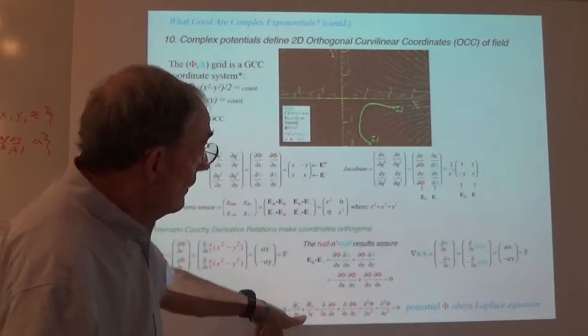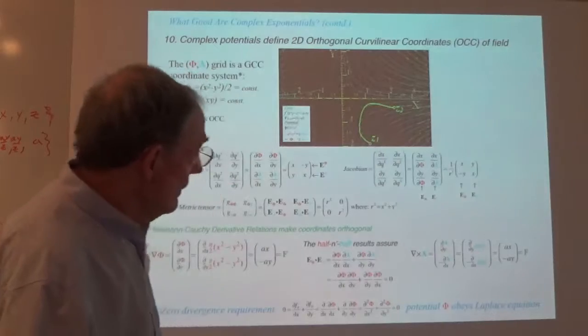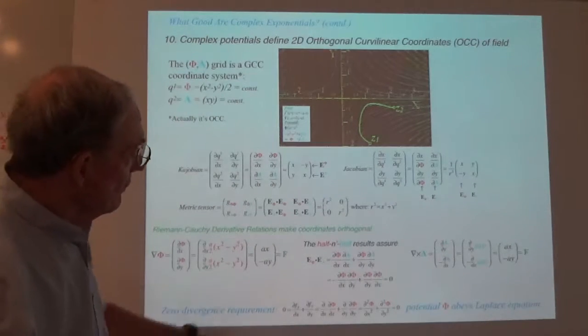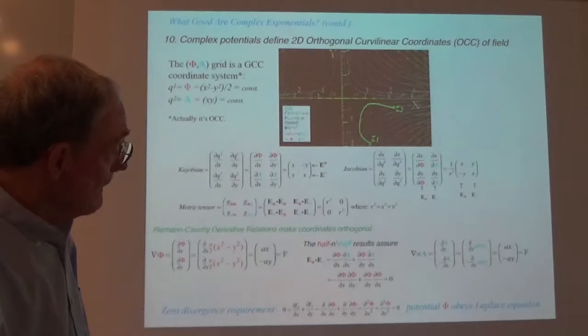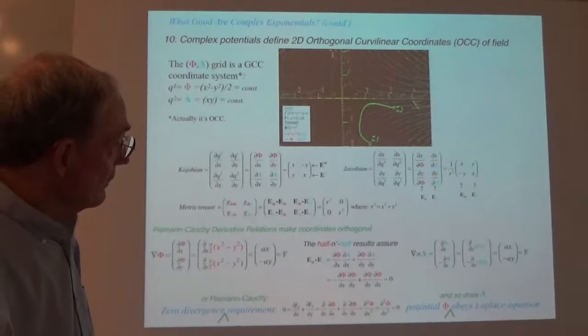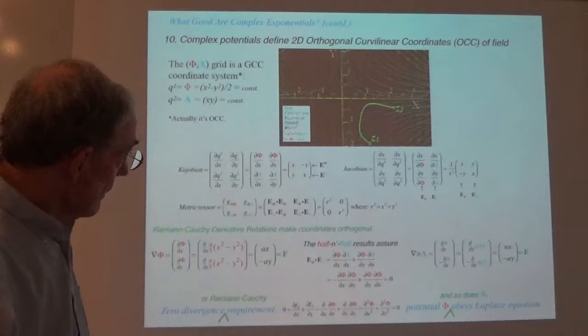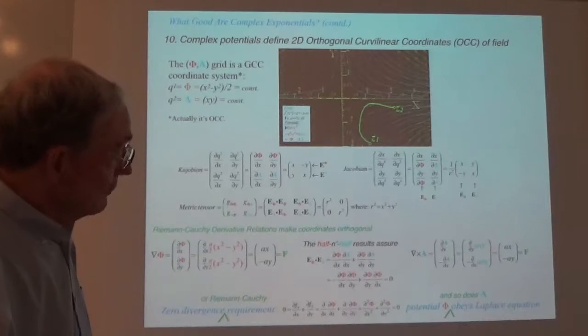And then they all satisfy the Laplace equation. Either component, the A's or the Phi's, satisfy Laplace's equation in terms of x and y. So those are two things that are important here. Divergence requirement is Riemann-Cauchy.